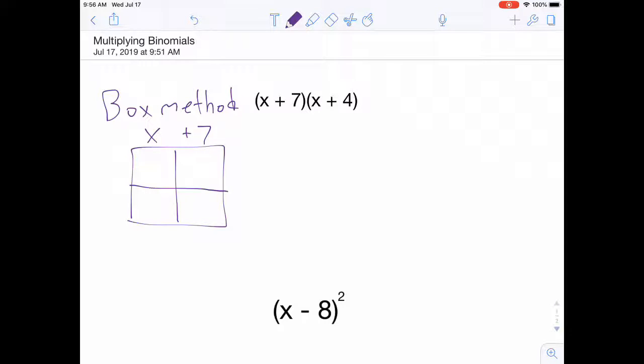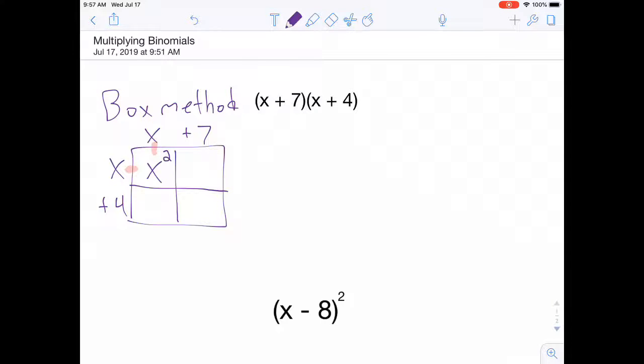So we'd put our first binomial at the top. It doesn't matter the order as long as each row or column gets a term. So x plus 4, like that. Where the two rows and columns meet, so if you look at this x and this x, where they meet we're going to multiply. So x times x, same base, you're going to add their exponents, so we get x squared. A lot of people add there, and that's a common misconception there.